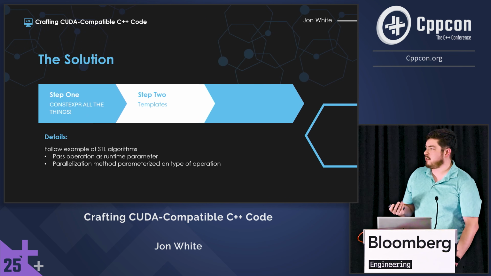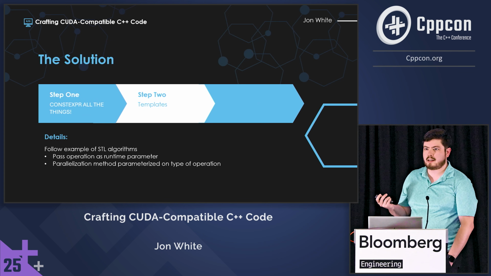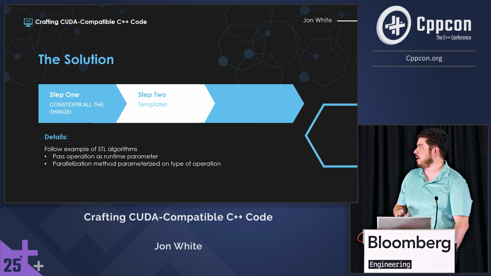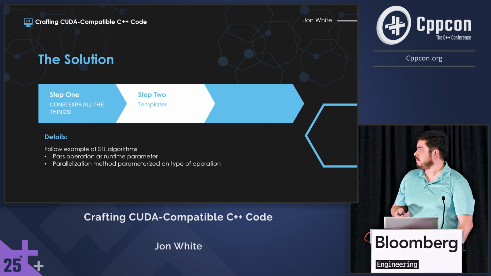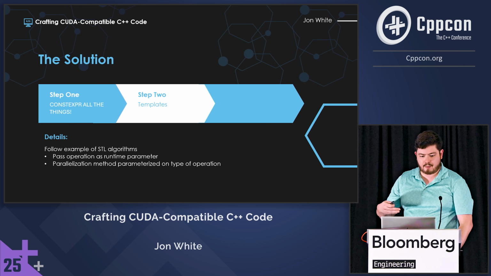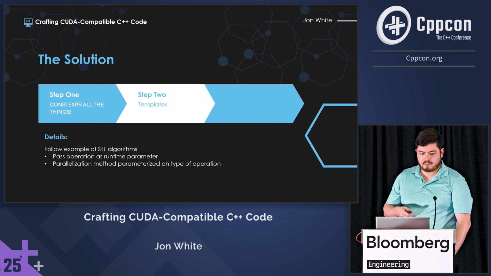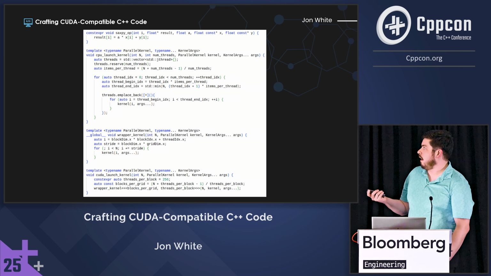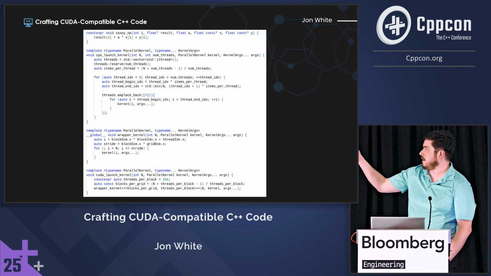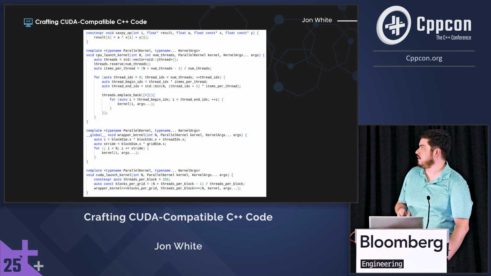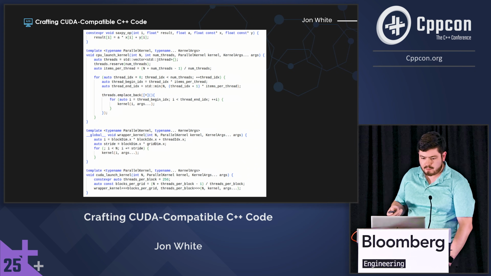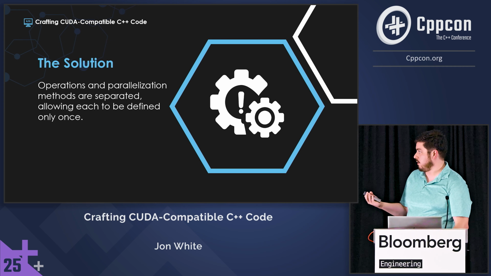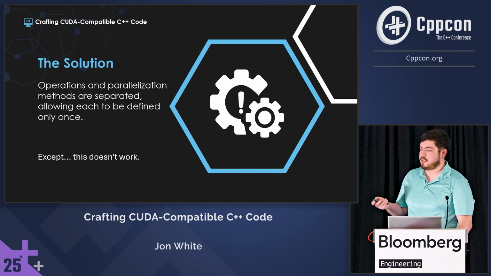So step two, basically you want to follow the example of the STL, and pass in an operation instead of having to call it from each of your parallelization methods. So we're going to pass the operation as a runtime parameter, and the parallelization method is going to be parameterized on the type of the operation. So yeah, now we're able to pass in the operation to both of our parallelization methods. And so now we have separation of concerns, and everything is only written once, except that this doesn't work.